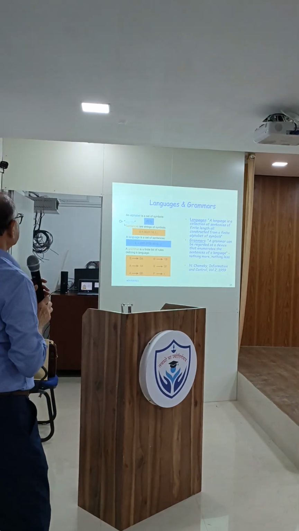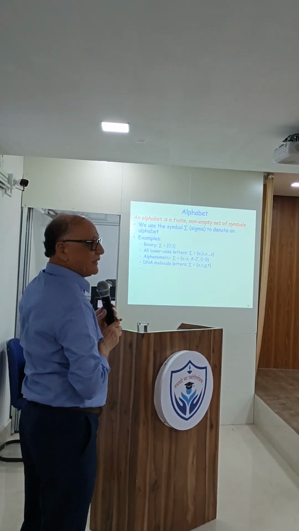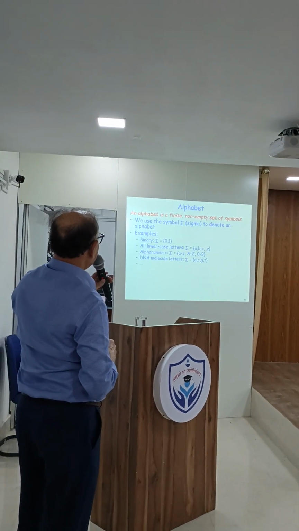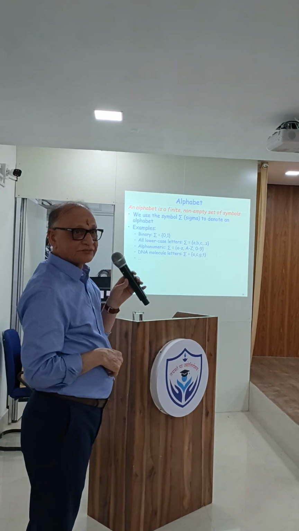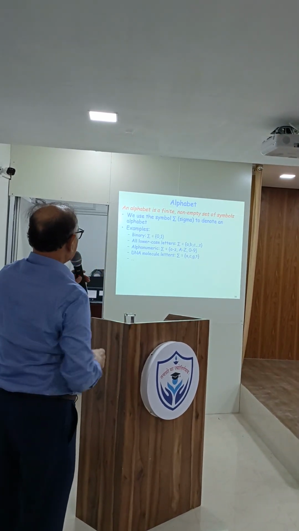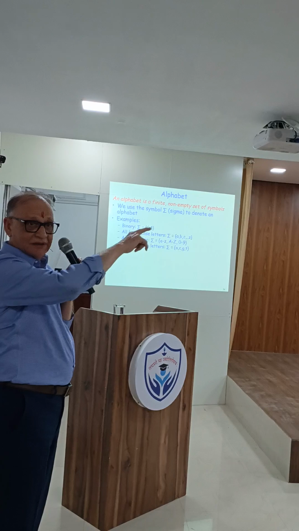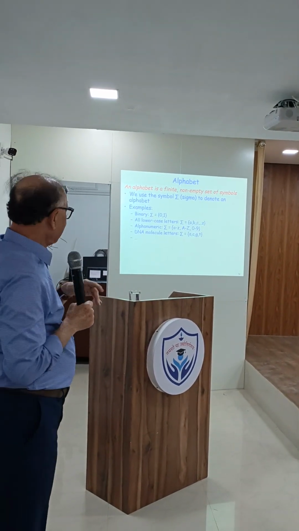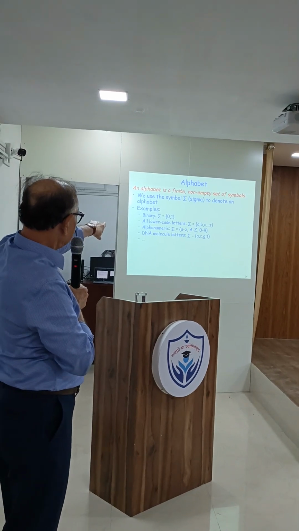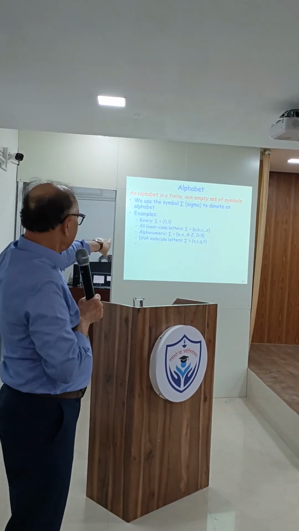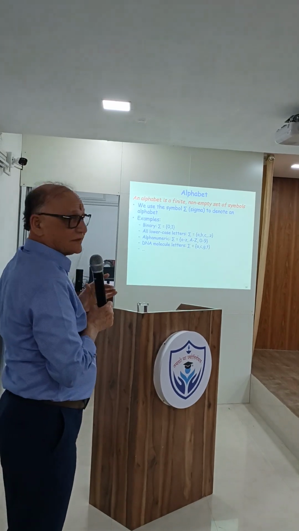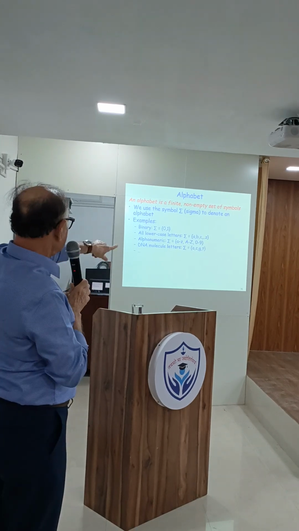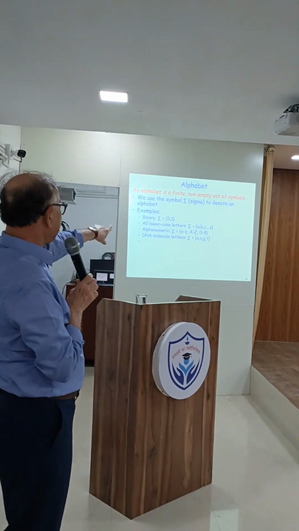Next, I have given alphabet. An alphabet is a finite, non-empty set of symbols. We use the symbol sigma to denote an alphabet. When it is binary, I write 0 and 1. Then all lowercase letters, a, b, c up to z, you use in computer, right? That is also a set of symbols.